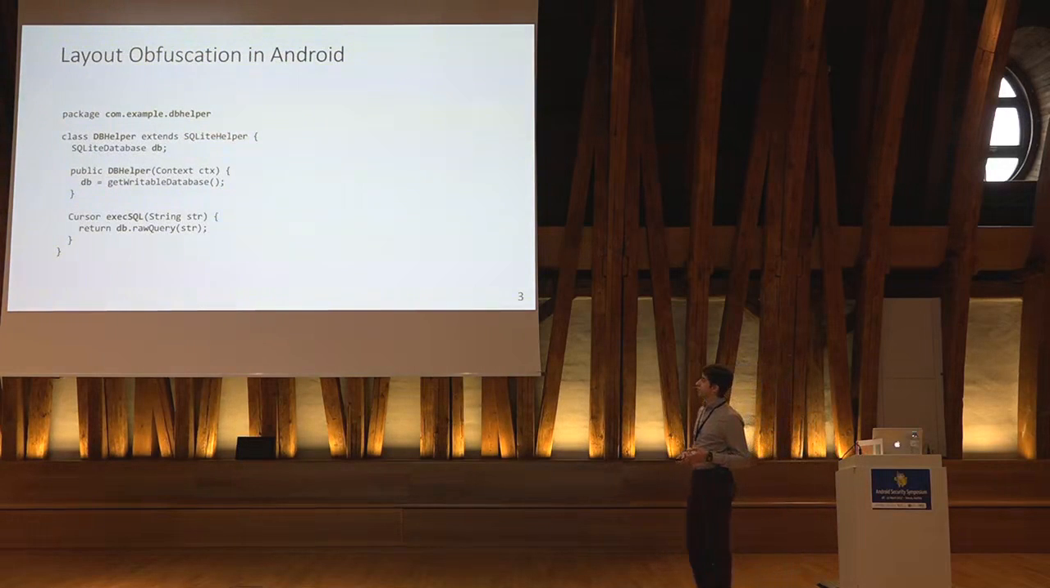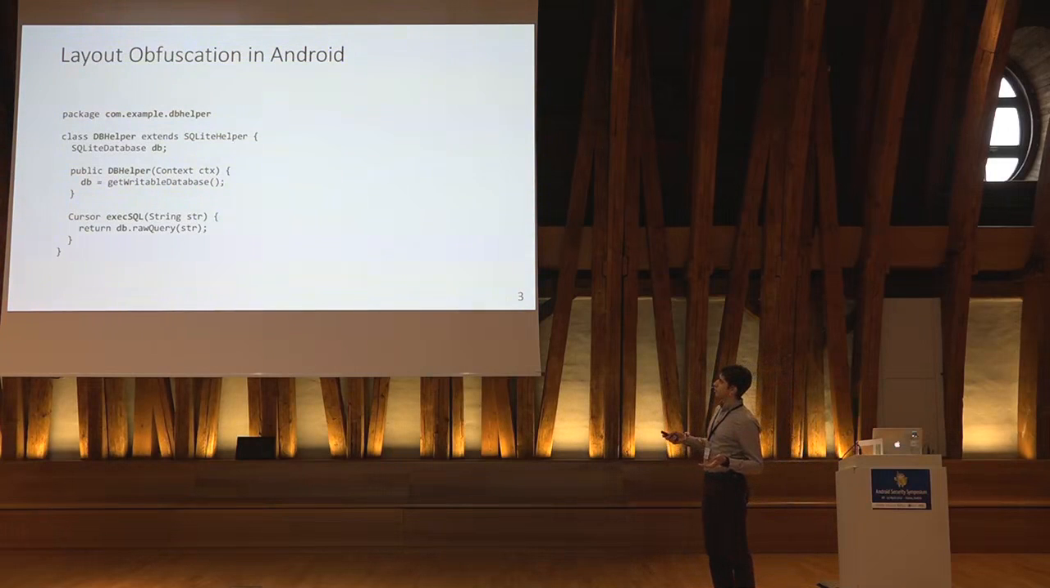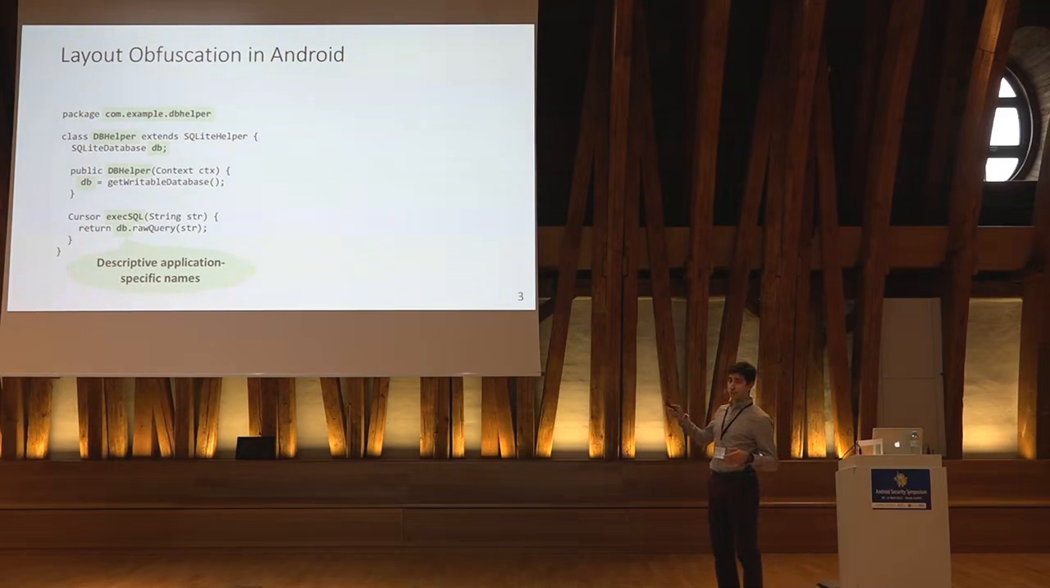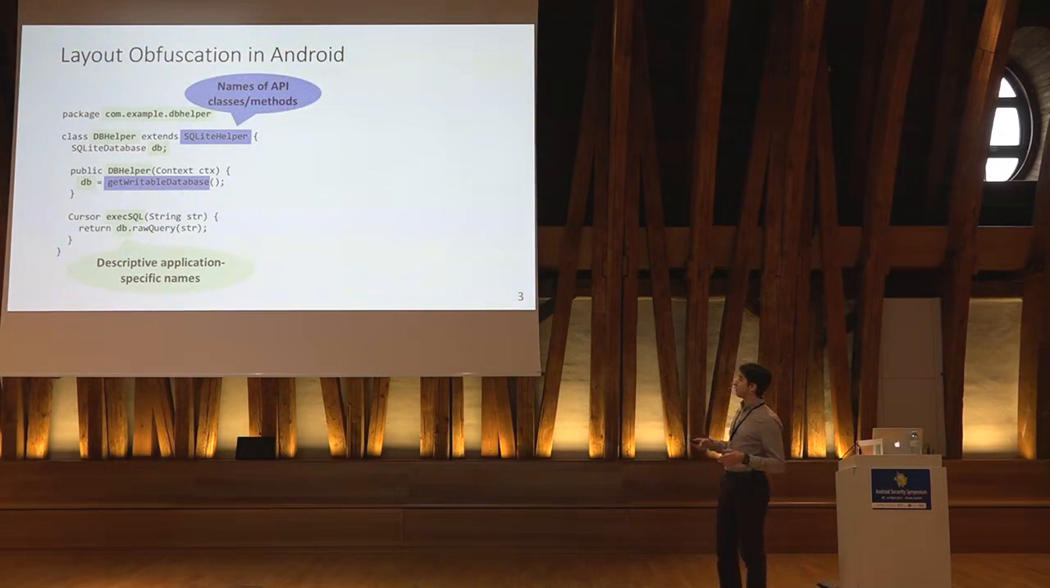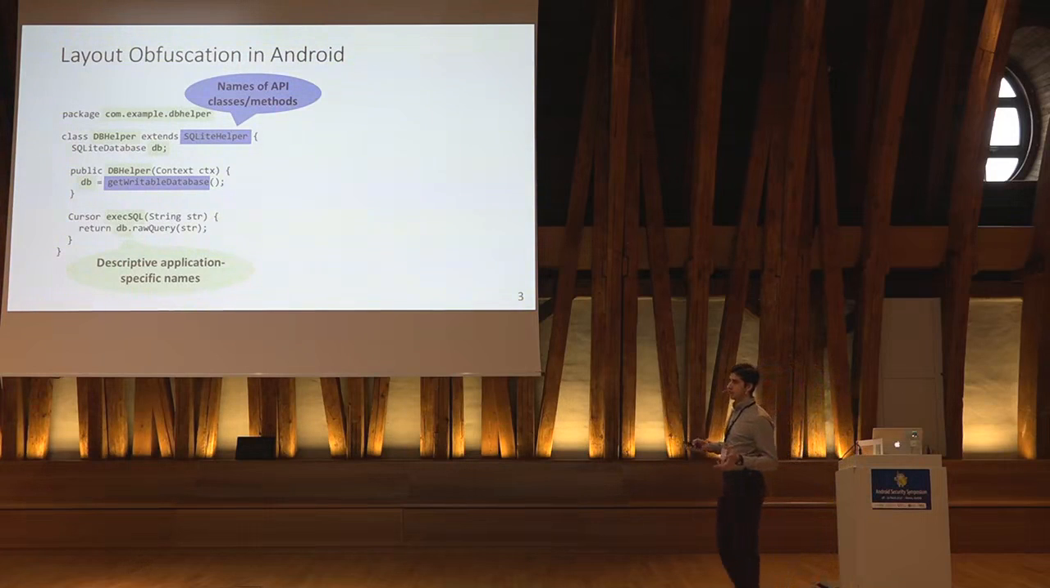Let me give you a simple example. On the left, you see a code snippet of an application. It implements a class DB helper, which has some method, execute SQL. In particular, all the program elements like classes, fields, and methods have nice descriptive names. And not all the names are application specific. Some of those come from the Android API, like the SQLite helper class, which is defined in the Android API. Simply by looking at this piece of code, it's fairly easy to understand what this is doing. So this is implementing some kind of database functionality.